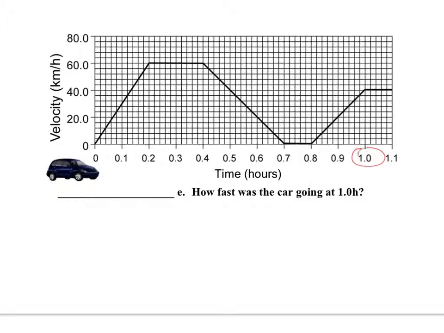Alright, how fast was this car going at 1 hour? Well, this is where 1 hour is, and at that point in time, it has this velocity. I'm going to trace all the way over. That is 40 kilometers per hour. So this is just reading the graph. Well, I know the time. I can find the velocity now.